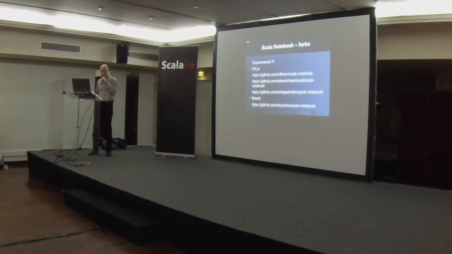Now, Scala Notebook has a history of forks because it works very well for generic Scala code, but for the visualization part, things are a little bit lacking. So some people have tried to include D3 visualization or Bokeh visualization in the Scala Notebook, and here are some examples of projects that try to do this.